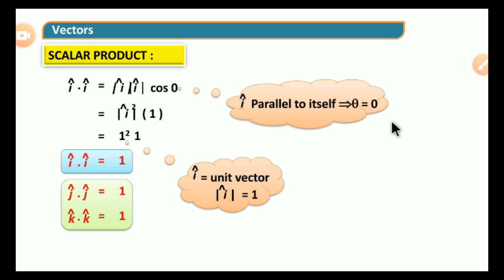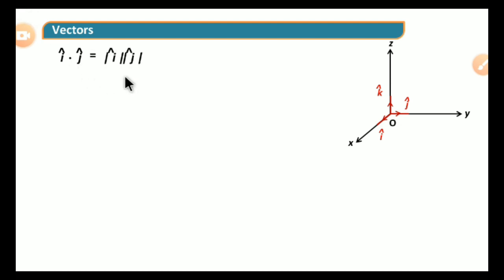So remember this, students. Here we will see again the 3 axes in space. i cap is the unit vector along the x axis, j cap is the unit vector along the y axis, and k cap is the unit vector along the z axis. So i dot j, what will happen here? See students, here we can take the definition: magnitude of i cap into magnitude of j cap into cos pi by 2, because i is perpendicular to j.